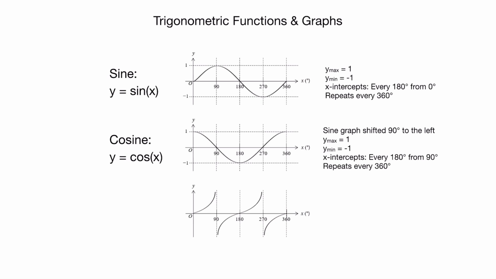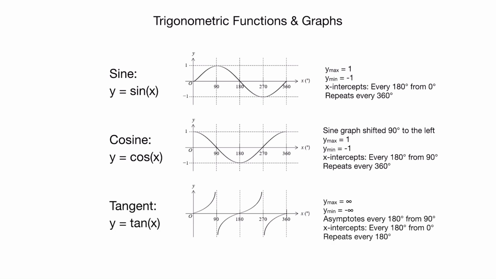This is the same for all the trig graphs except for the tan graph, which I'll go over now. For the tan graph, there is no maximum y value or minimum y value. The graph will extend infinitely upwards and infinitely downwards. So essentially, you don't need to remember a maximum or minimum value, because it's just infinity and minus infinity. But what you do need to remember is that it has asymptotes every 180 degrees starting at 90. An asymptote is essentially a line, like the dotted line that I've drawn here, that the tan x graph will never cross.